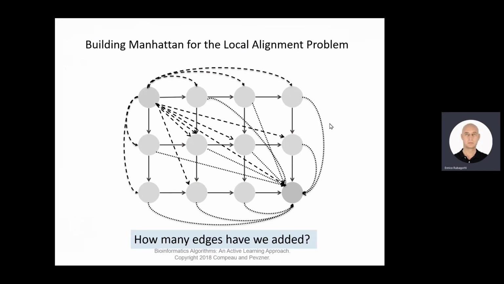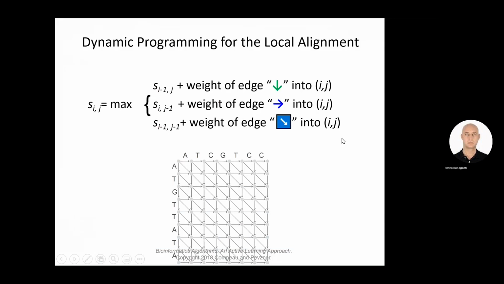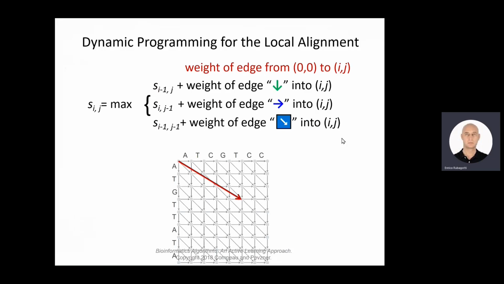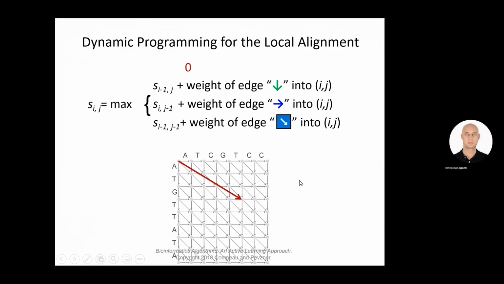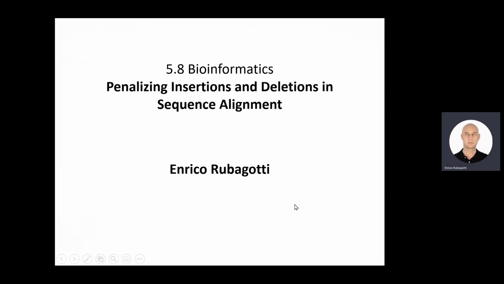But the problem computationally is that I add a really consistent number of edges, and I do not like it. I prefer to have more nodes than more edges. So what we can do is to consider 0 as a cost of going from a point A to a point B. And we are going to see how to do it in the next class.